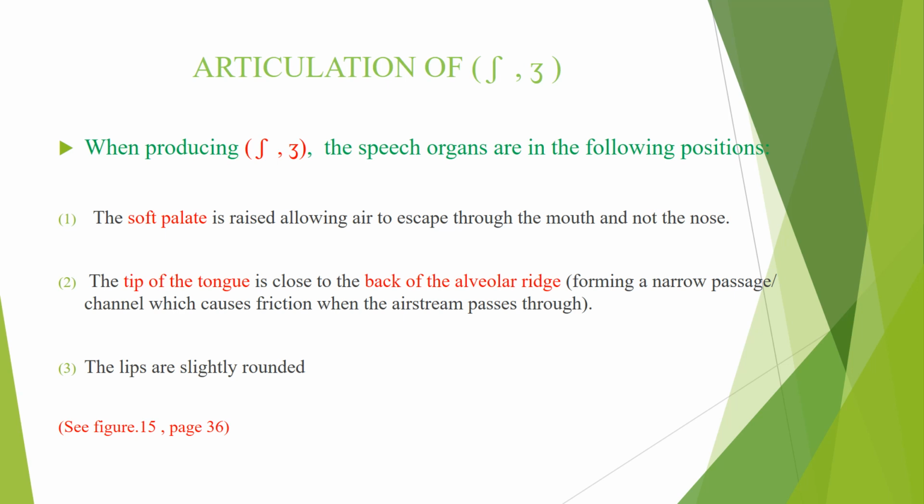Number one, the soft palate. The soft palate is raised, allowing air to escape through the mouth and not through the nose. Number two, the tip of the tongue is close to the back of the alveolar ridge, forming a narrow passage, which causes friction when the airstream passes through it. Number three, the lips are slightly rounded.